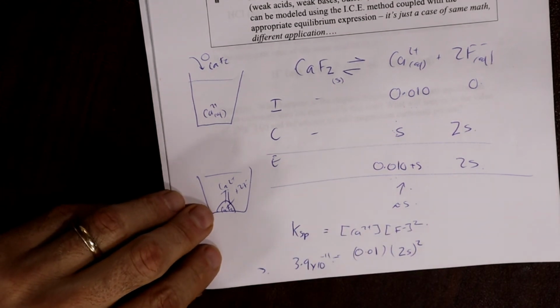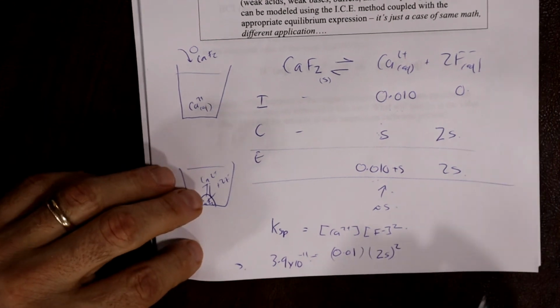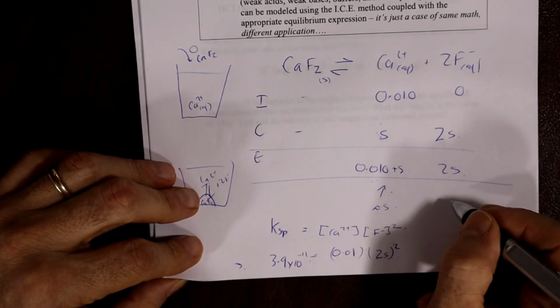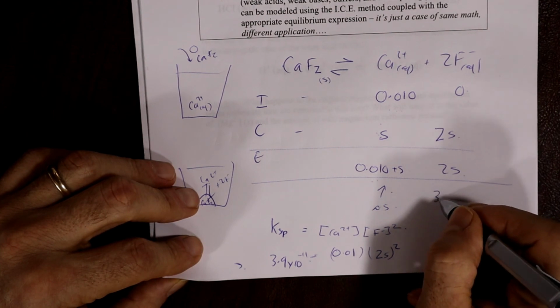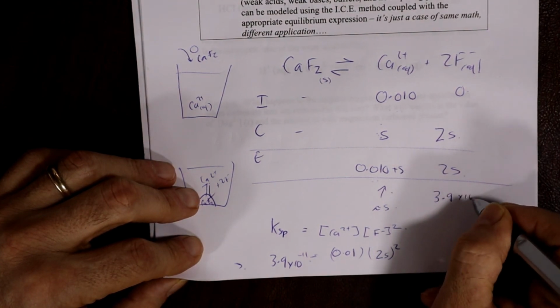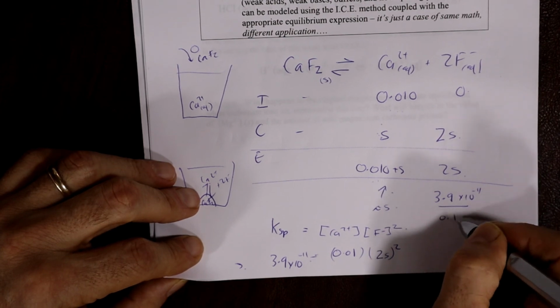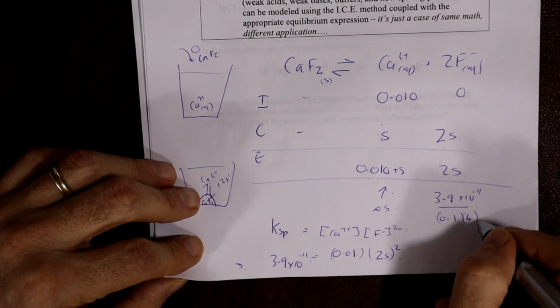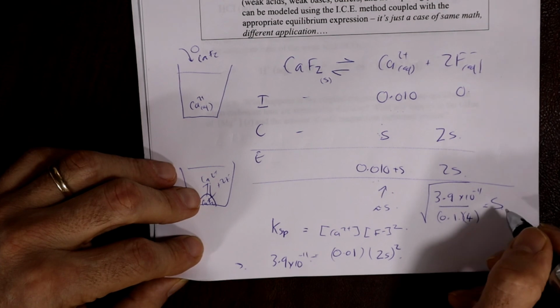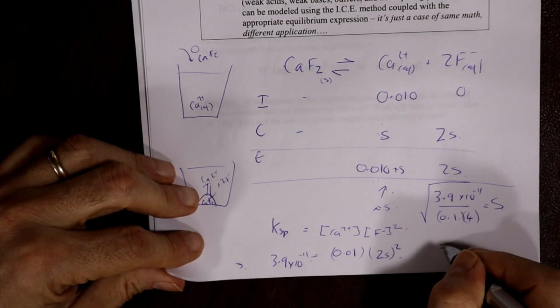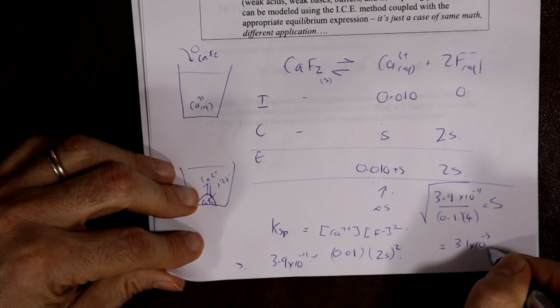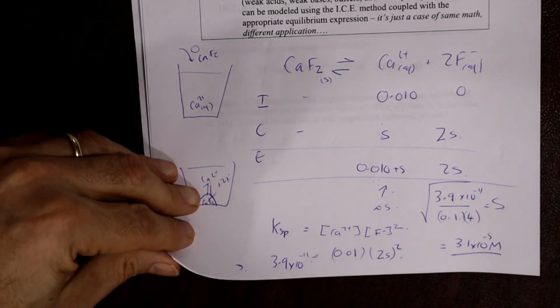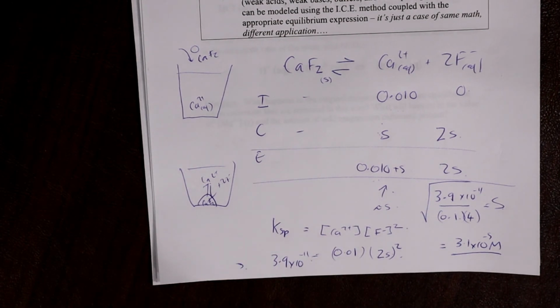So basically we're going to solve for S. 3.9 times 10 to the minus 11 divided by 0.01. That's 4S squared, isn't it? So it's going to be divided by 4, square root, equals S, which equals 3.1 times 10 to the minus 5 moles per liter. Just double check. Yep, 3.1 times 10 to the minus 5.